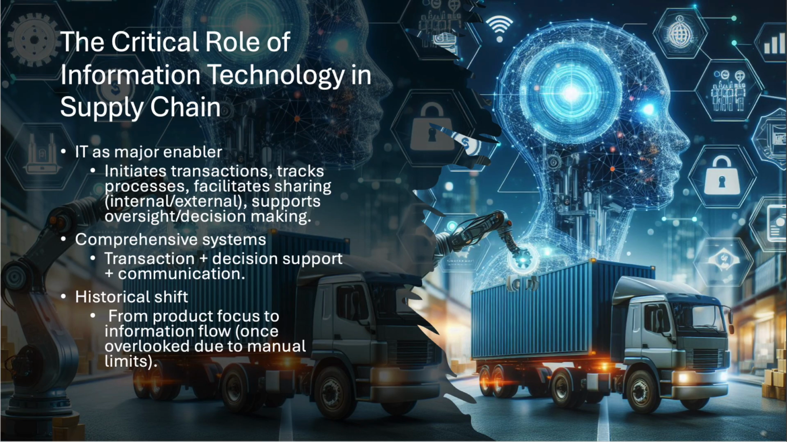Internally, different departments can access common data. Externally, suppliers, customers, and logistics partners can coordinate more effectively. It also supports oversight and decision-making. Managers can use information systems to identify bottlenecks, measure performance, and evaluate alternatives. Comprehensive systems include transaction support, decision support, and communication. This is important because information technology is not only about recording what happened. It also helps managers decide what should happen next.